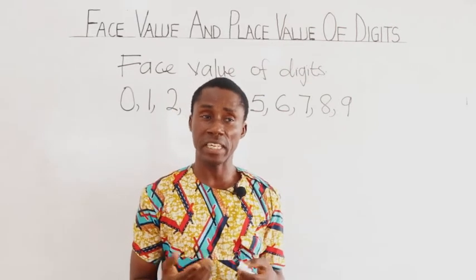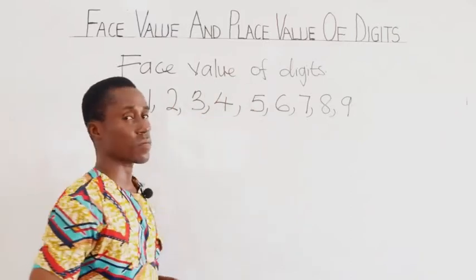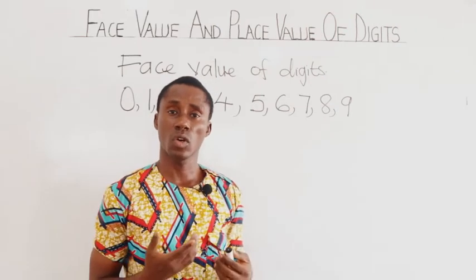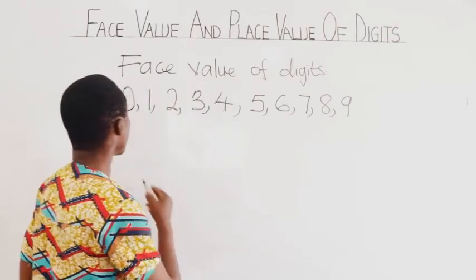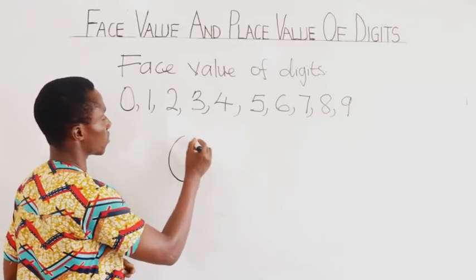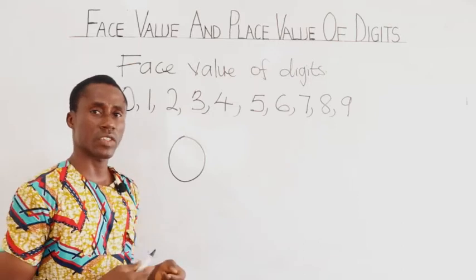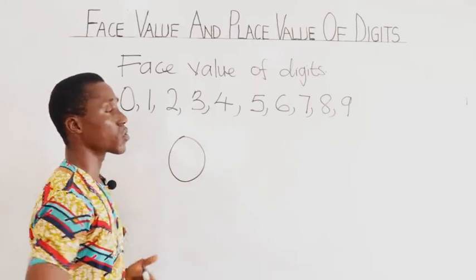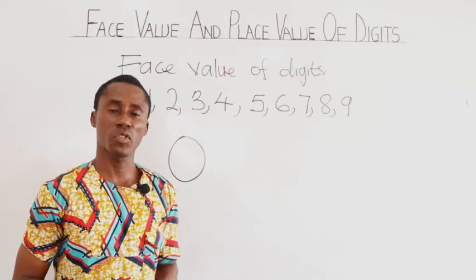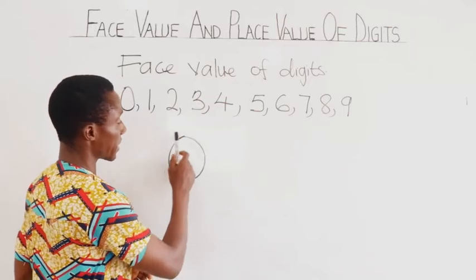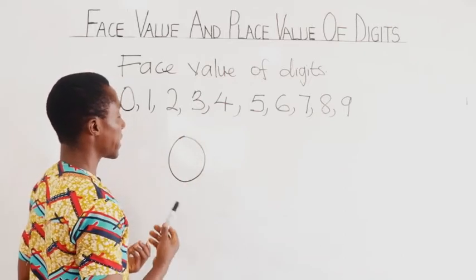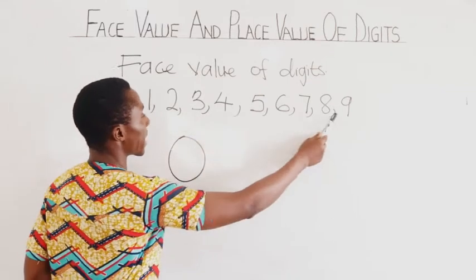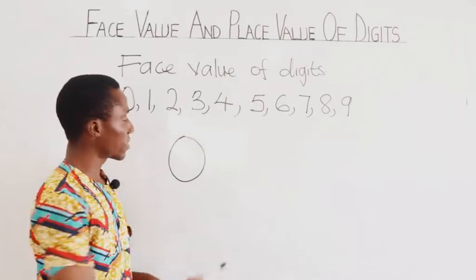Now, let's take the meaning of the words that we have gotten and apply them to what we want to understand. Face value of digits. Now, if we take the digit 0, for example, as we look at the digit 0, we can say we are looking at the face of the digit 0. And therefore, we are able to identify that this is the digit 0. And it is not the digit 1 or 2 or 3 or even 9, but it is the digit 0.